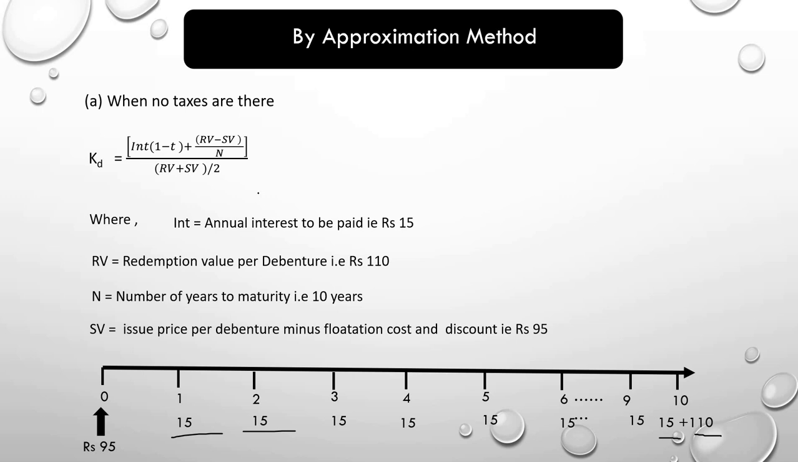Now we are going to put all these values in the formula. So KD is equal to 15. Instead of T, I have put 0, so 15 multiplied by 1 will be 15, plus (110 minus 95) upon 10. So it will be 15 plus 1.5 upon 102.5. It comes out to be KD of 16.098. So just remember that your KD when no taxes are there is 16.098.